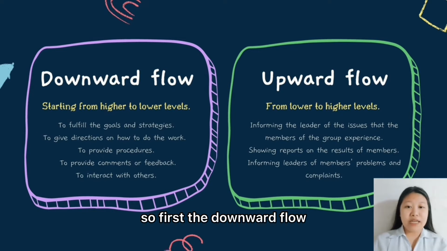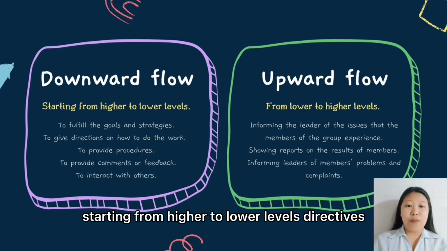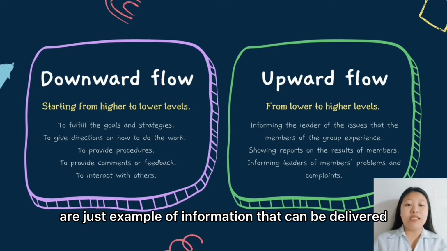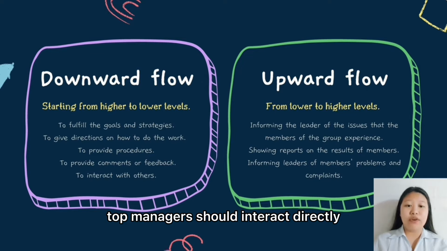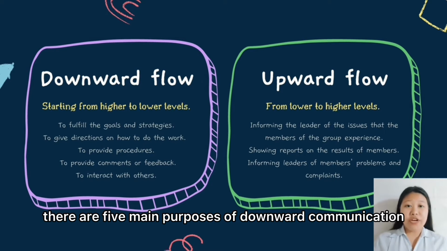So first, the downward flow. A message is being delivered downward in this type of vertical communication, starting from higher to lower levels. Directives, instructions, directions, or objectives are just examples of information that can be delivered. According to research, top managers should interact directly with their immediate supervisors, and their immediate supervisors should then communicate with their workers. Moreover, there are 5 main purposes of downward communication.